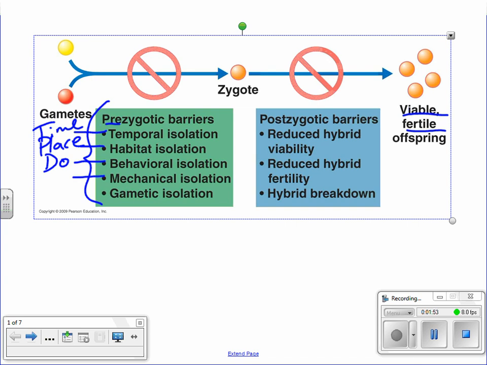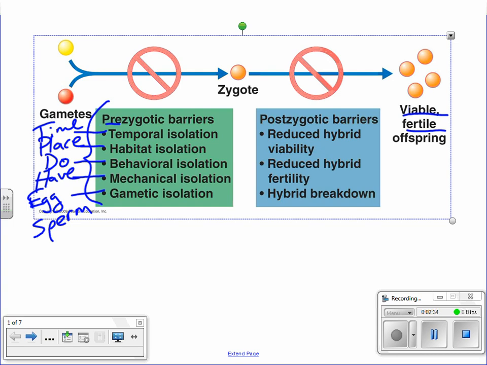Mechanical isolation is what you have. The parts of the body or parts of the organism that are used for reproduction may not fit together perfectly, and if they don't, they will not be able to actually come together and fertilize and create a zygote. Last here is gamete isolation, and that deals with egg and sperm. Believe it or not, egg and sperm for each species is different sizes and different types. And if the sperm and egg don't actually fit together when two different species mate, then they won't be able to make a zygote in the first place.